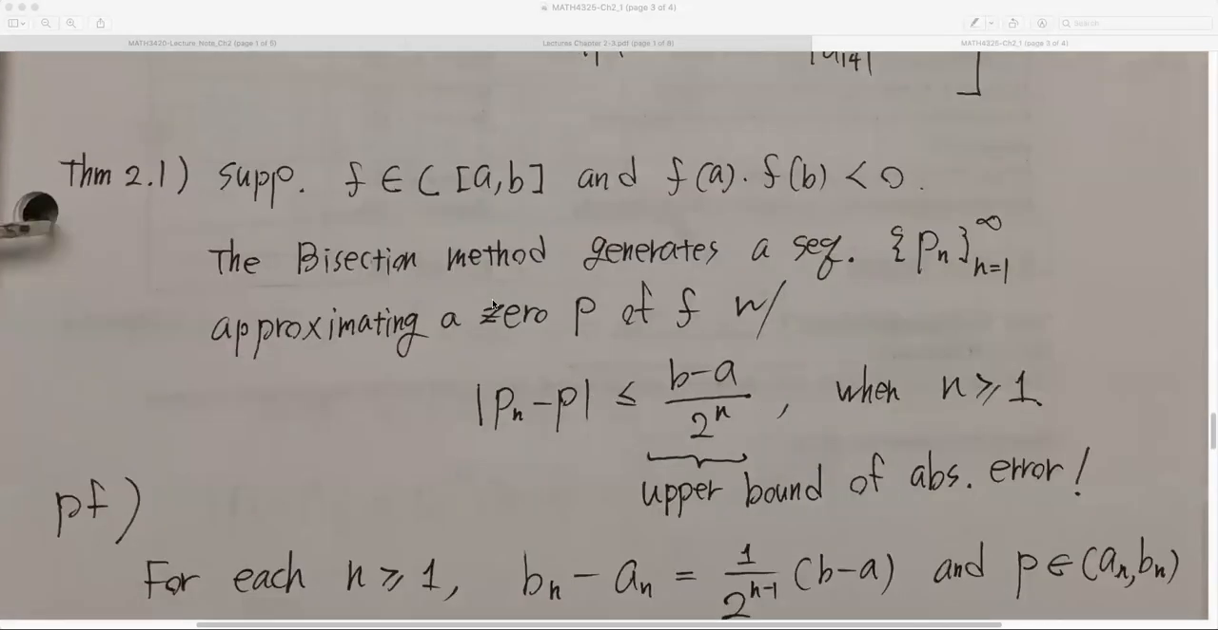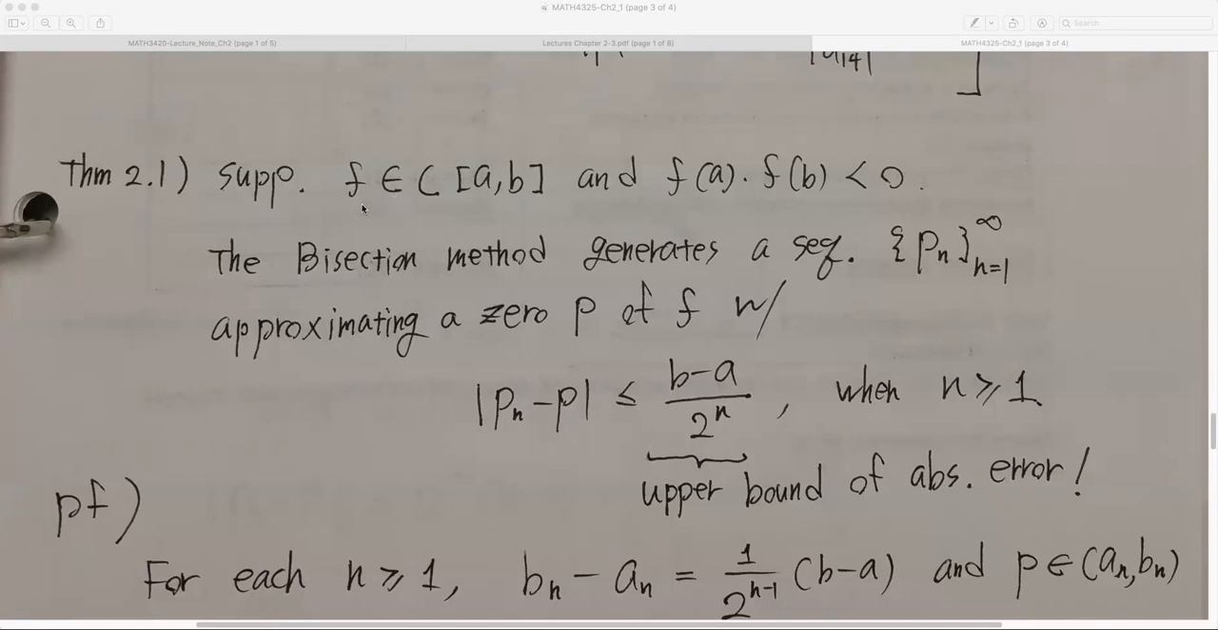Then let's say theorem 2.1. Once we design the algorithm and it works, that's not done yet. We have to figure out how fast and how accurately that method can approximate the true solution, I mean, the true root. So we need to use mathematical theories. First one, theorem 2.1.